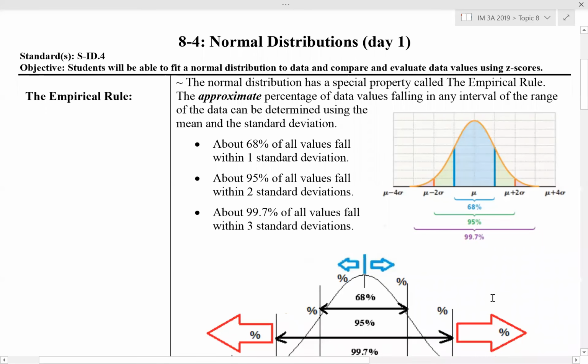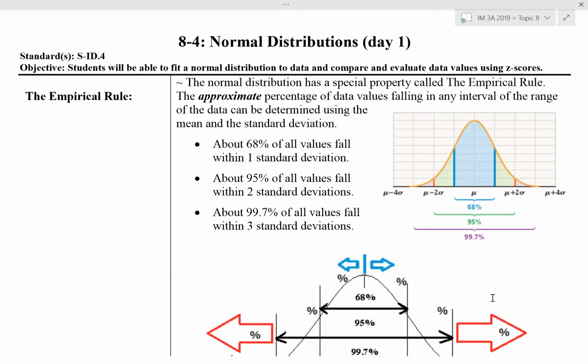Okay, so section 8.4 is titled Normal Distributions. We're spending the first day going through these breakdowns within a normal distribution and using that to predict percentages of data that falls between values. And then we'll start to compare and evaluate data values using something called Z-scores.